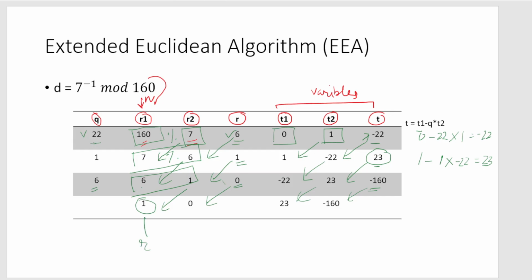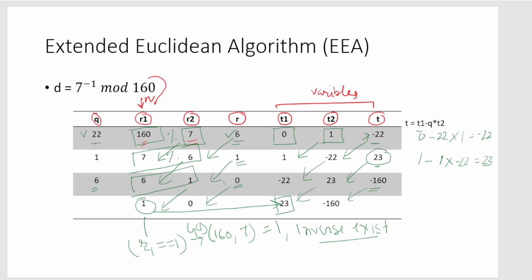So it says that whenever you receive a 1 in R1, right, if you have this R1 equal to 1, then it signifies that the GCD of 160 and 7 is equal to 1. That means the inverse does exist. Inverse exists. Okay, and what is the inverse value? The corresponding column of T1 tells you the inverse value. So this is the inverse.